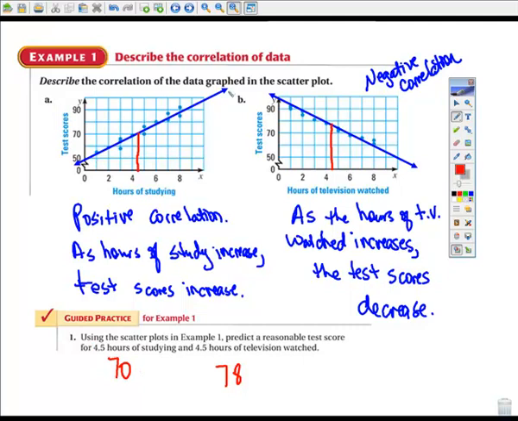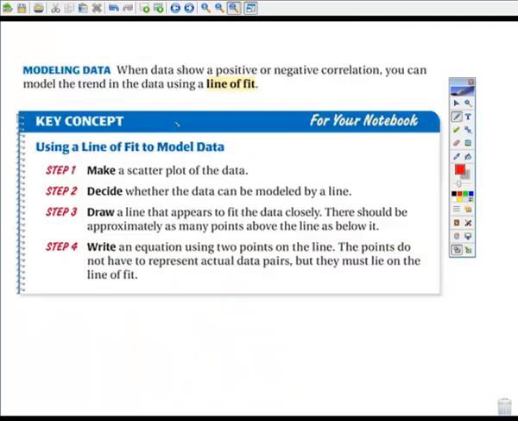However, if you look at the trend, the more hours you study, the better your test score. But the more hours you watch TV, the worse your test score. If you look at 8 hours, for example. So we do have to reach a certain point.